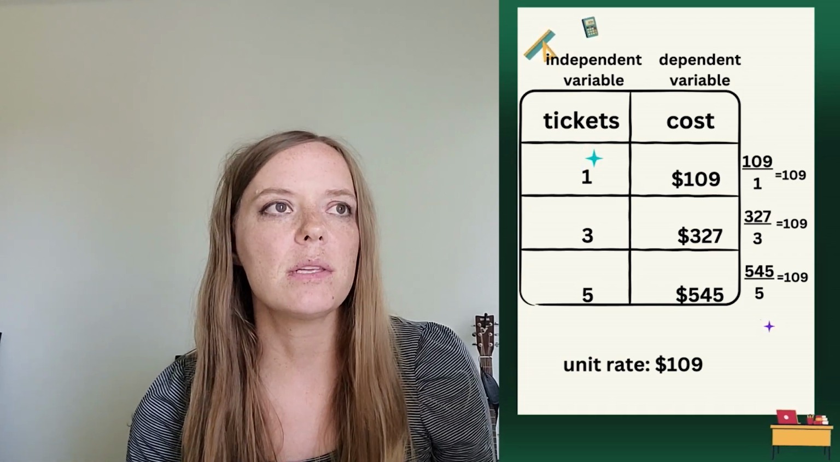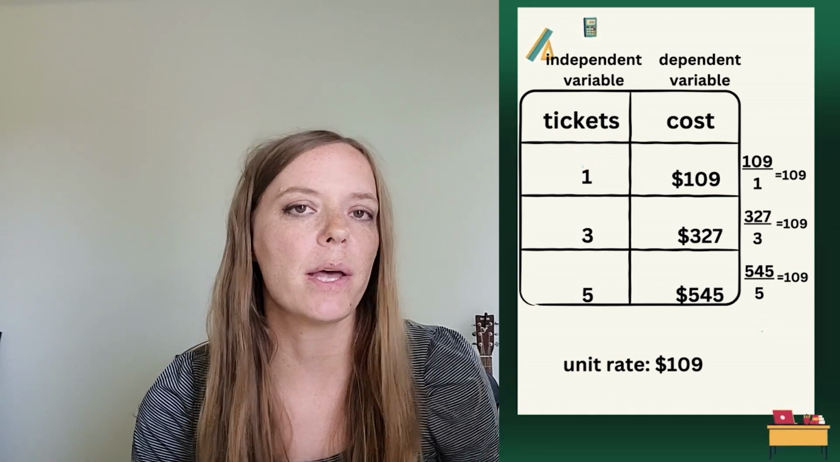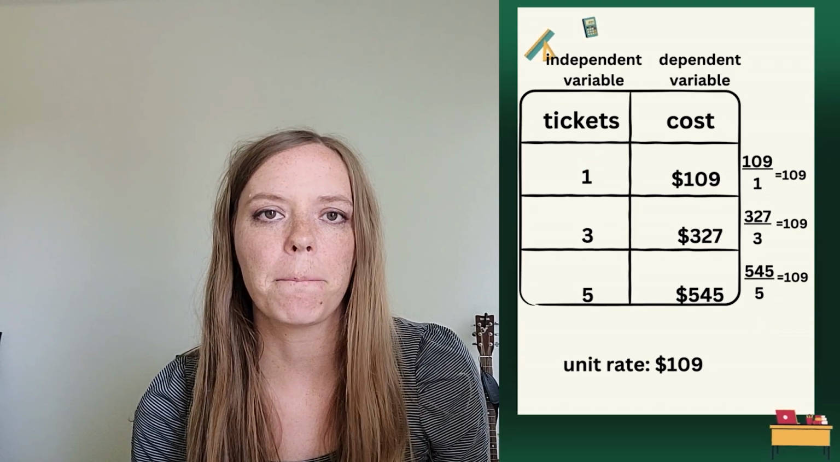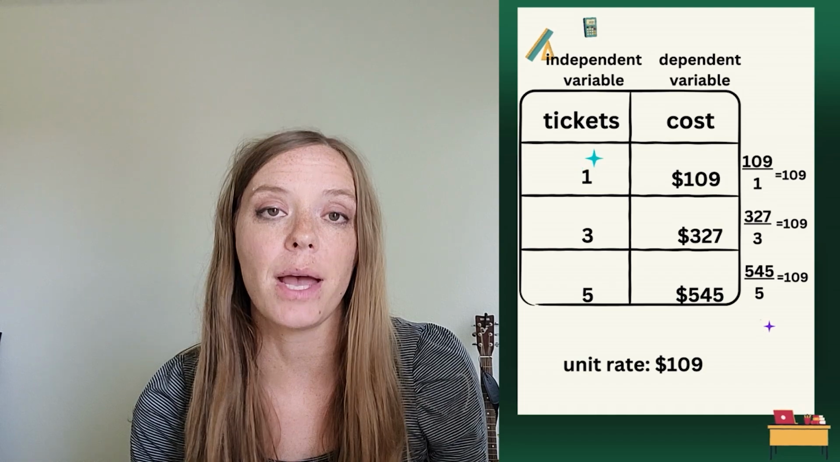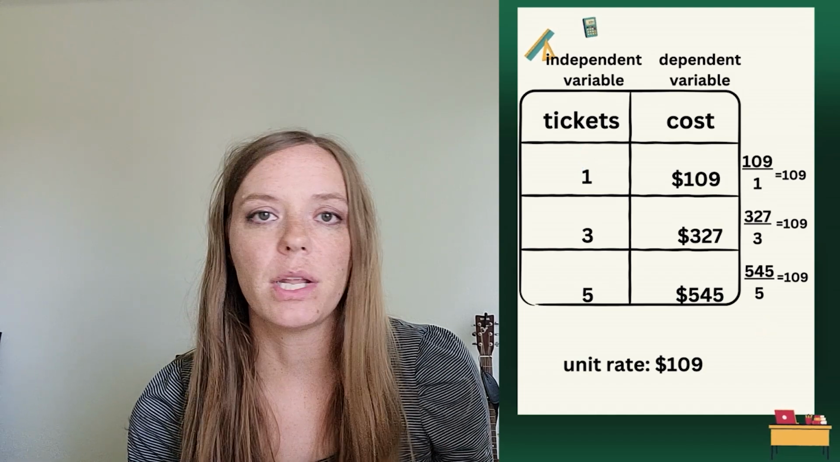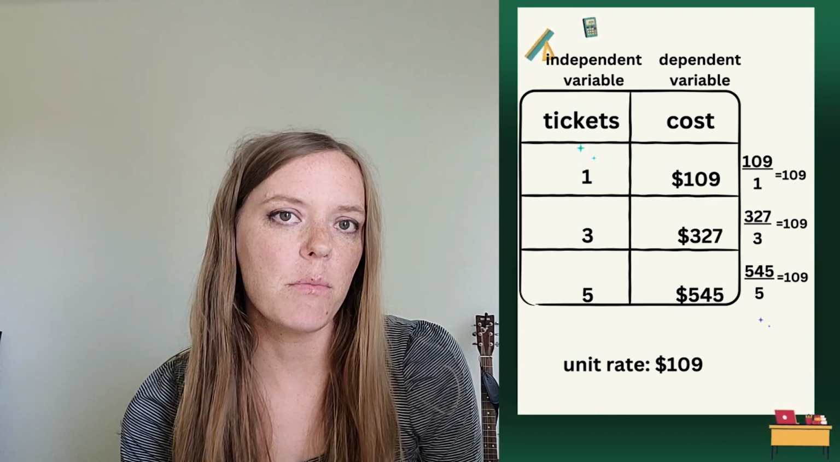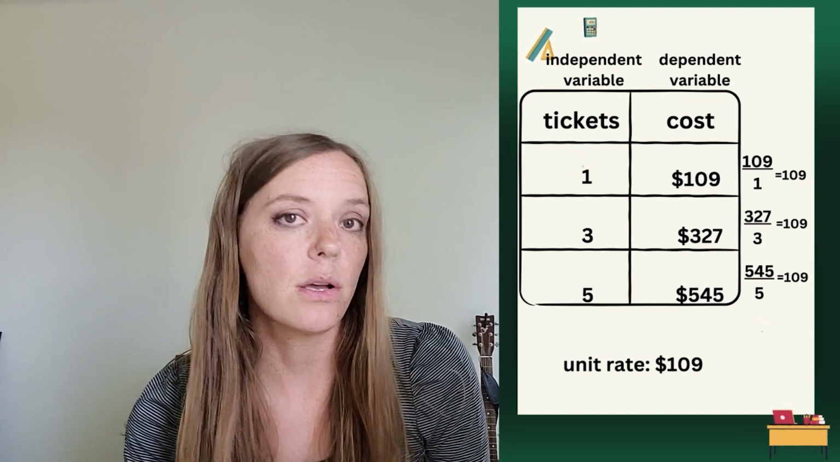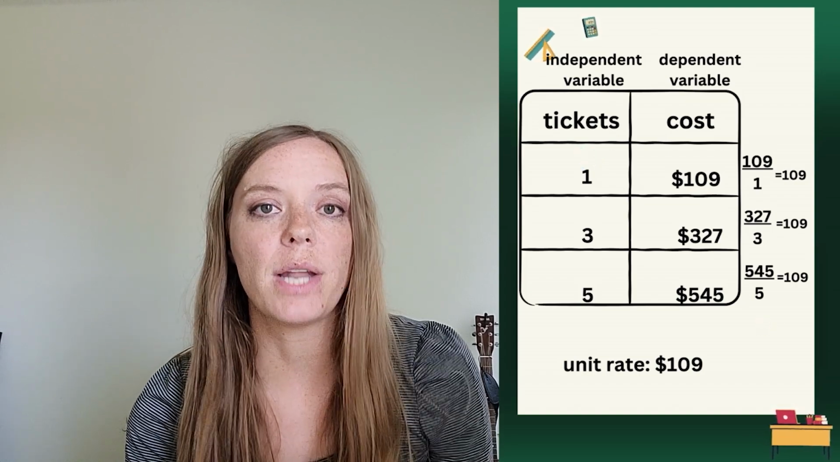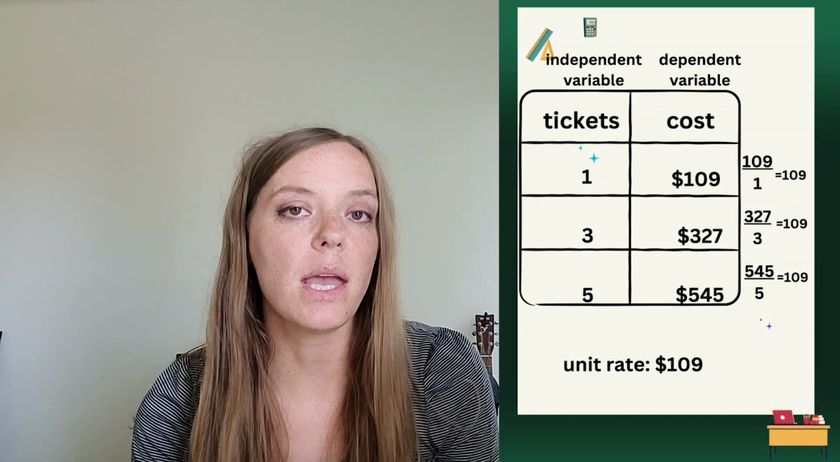So that's why we're using the word constant. Think of it this way. It's constantly, no matter how many tickets you buy, going to have that relationship of $109 involved in it. And another name we can give this $109 is the constant of proportionality, which means the same thing as a constant ratio or a unit rate. Okay, now I think we're ready to move over to the whiteboard and try some more problems out.